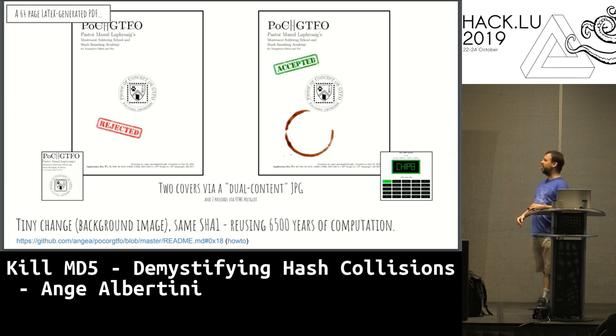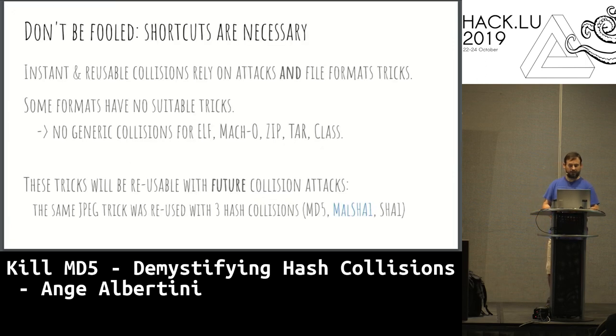And that is even though it's a document generated with LaTeX. So don't be fooled, shortcuts are necessary. There are always file tricks for all these new exploitations, because the exploitation itself doesn't give instant collision. Some formats have no suitable tricks. For example, for ELF, Mach-O, and ZIP, there is no instant collision that I know of. But the good thing is that if these tricks work with MD5 and SHA-1, then the day there is a collision attack against SHA-2, we instantly know that these file format tricks can be reused.